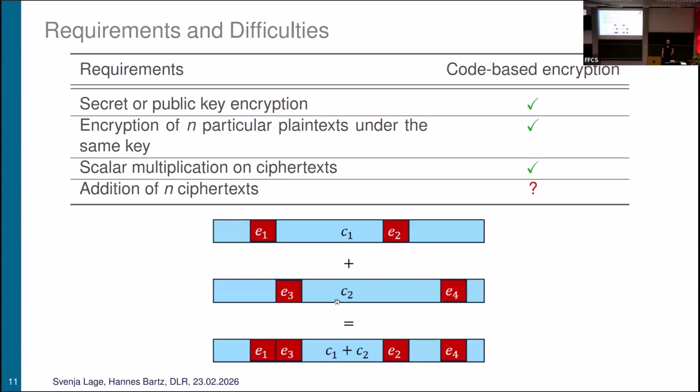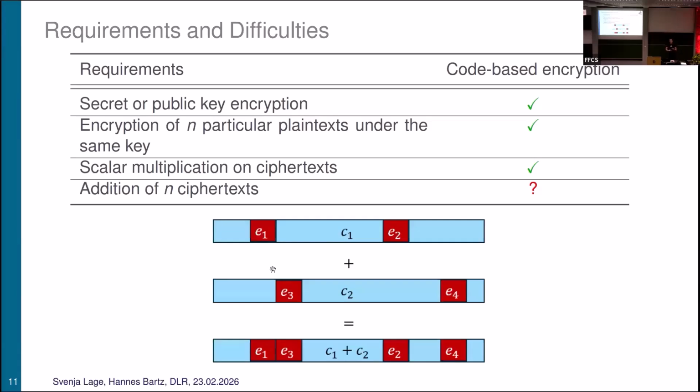Now, what about the addition? Well, when talking about homomorphic encryption, usually you get one operation almost for free, and in this case, it's the scalar multiplication. When it comes to addition, this is not necessarily working, right? Because if the support of the error vectors is not the same, then I will increase my Hamming weight.